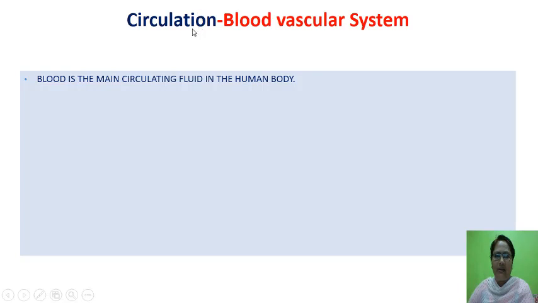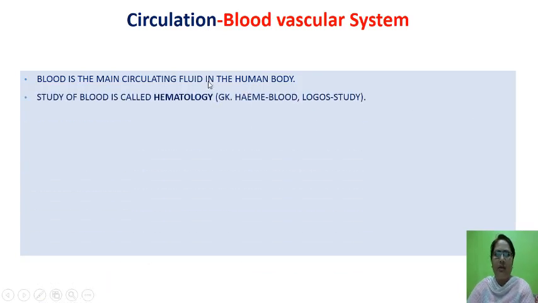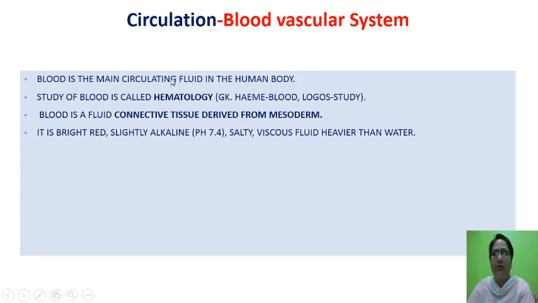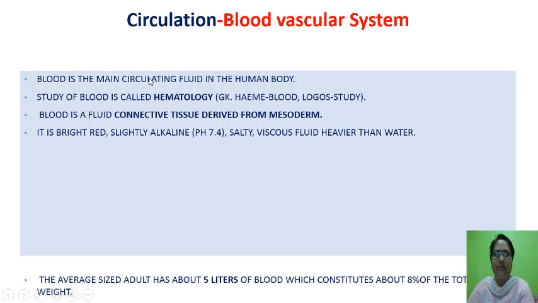Now in the last topic we have seen that blood is the main circulating fluid in the human body. The study of blood is called hematology, that is, hem means blood and logos means study. Blood is a fluid connective tissue derived from mesoderm, the middle layer of the germ layers. It is a bright red, slightly alkaline, salty, viscous fluid with a pH of 7.4, heavier than water.